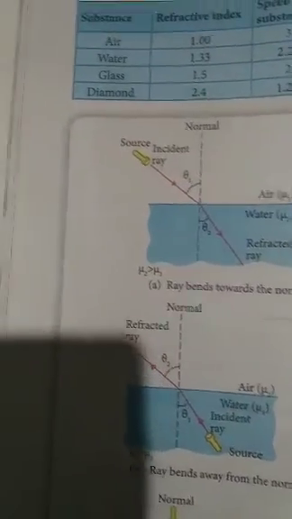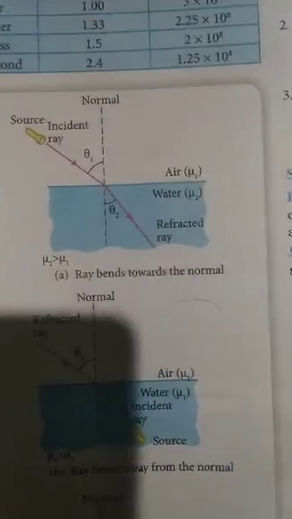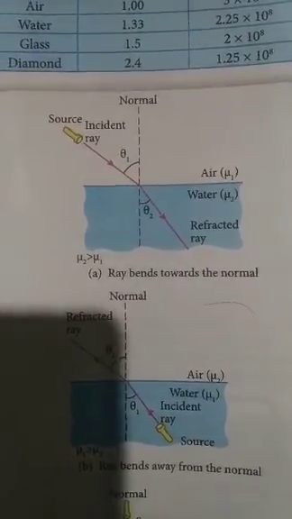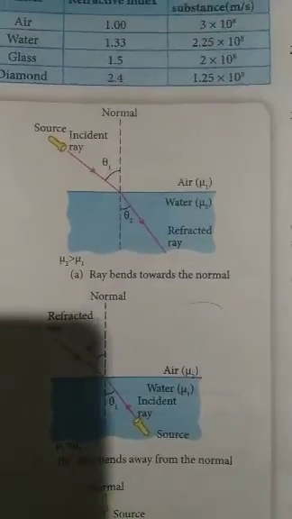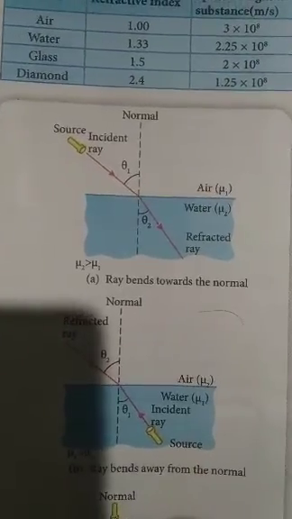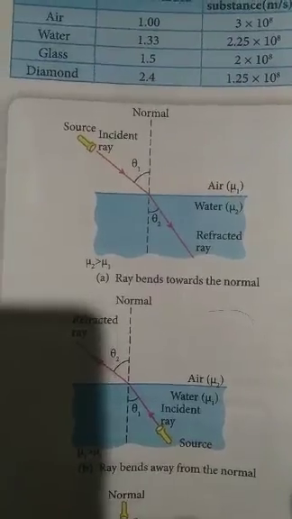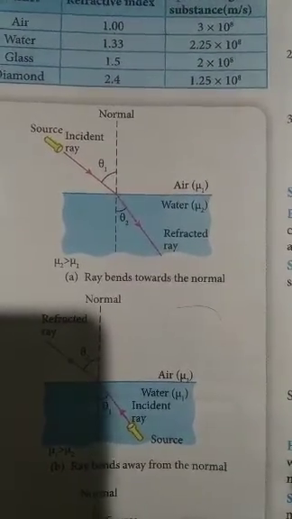Now you see some special properties of refraction of light. When light travels from an optically rarer medium to an optically denser medium, it bends towards the normal drawn at the point of incidence. In this case, angle of refraction is always smaller than the angle of incidence.